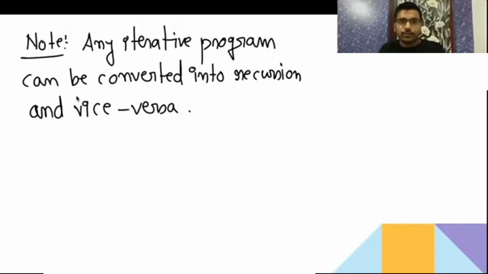So any iterative program can be converted into recursion and vice versa. You can convert an iterative program into recursion and recursion into an iterative program.